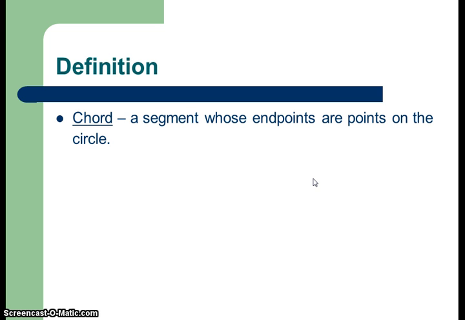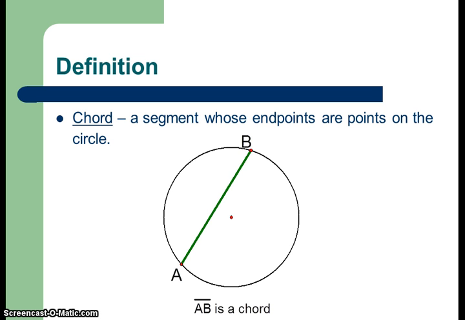Chord, this might be a new definition for you. So a chord is essentially a line that connects points on a circle, and the endpoints are on the circle. So you can see here line AB is a chord, because it connects 2 points on the circle.